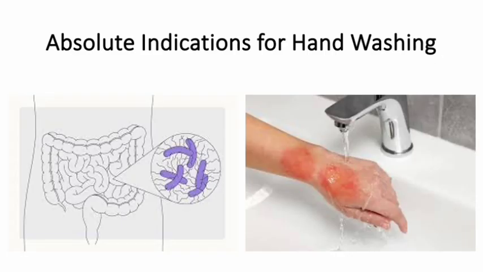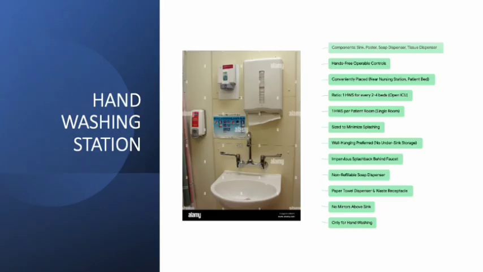However, soap and water is absolutely necessary if your hands are visibly soiled or if you are in contact with a patient with Clostridium difficile infection, because the spores of these organisms are not killed by alcohol based hand rubs and you need to scrub them out with the help of soap and water.